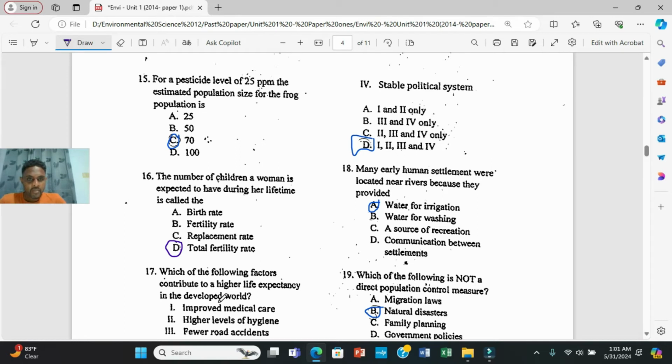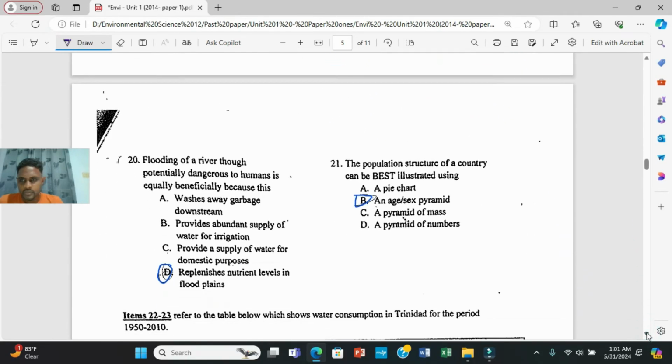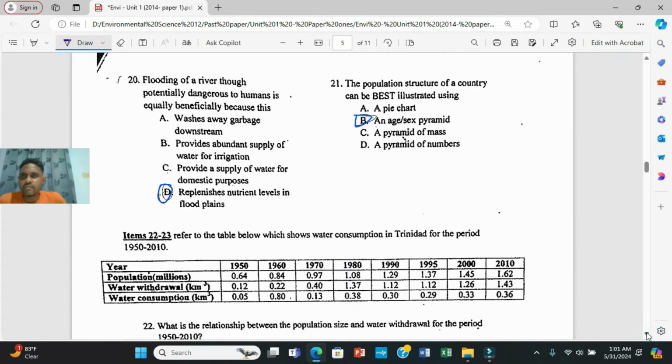Number 18, many early human settlements were located near rivers because they provided, the answer is A, water for irrigation. Number 19, which of the following is not a direct population control method? The answer is B, natural disaster. Number 20, flooding of a river, though potentially dangerous to humans, is equally beneficial because of this, and the answer is D, replenishes nutrient levels in floodplains.